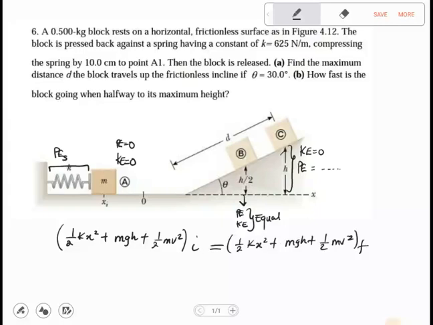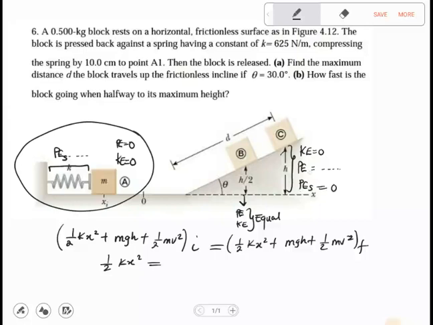Now, initial, we are talking about this particular point here. And what did we say? Potential energy is 0, kinetic energy is 0, but we have spring potential energy there. So all these are zeros here, and the only thing that we have at initial is half kx squared. And what do we say about the final point? At this particular point, kinetic energy is 0. Also, spring potential energy is 0, but potential energy due to gravity is there. So we are only having mgh.